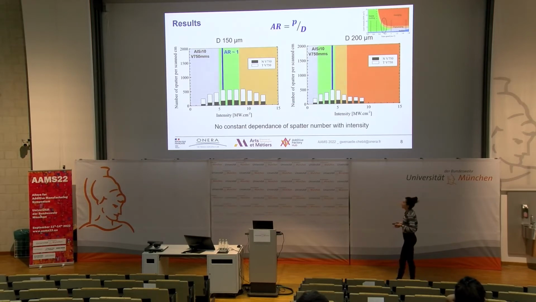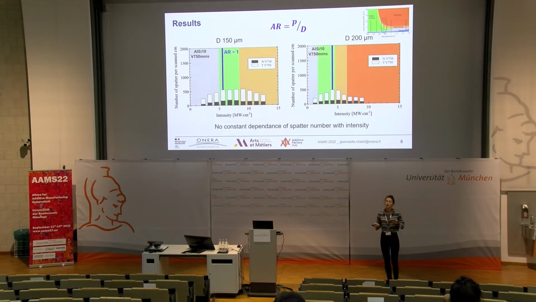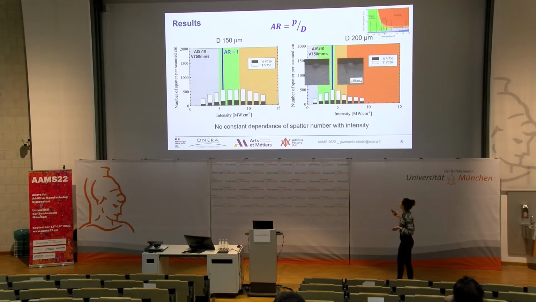So I tried to look at another parameter, which was the aspect ratio. And we found that each time, the maximum number of ejected spatter, which is the number of spatter per scan centimeter, so it's not per second, it's per scan centimeter, was reached around the transition between the conduction and keyhole mode, which is defined by the aspect ratio, as you can see here.